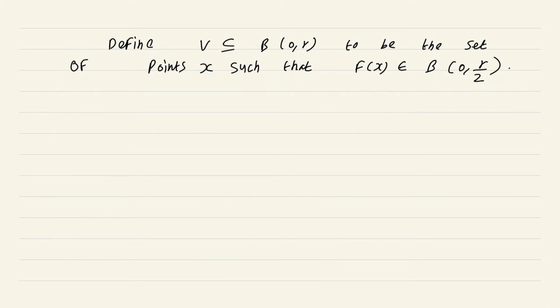So we already know that when we consider the collection of all points in B 0 R closure and look at f of that, then you would get a set that is a superset of B 0 R by 2 closure. Now we look at those points in B 0 R which map inside B 0 R by 2.